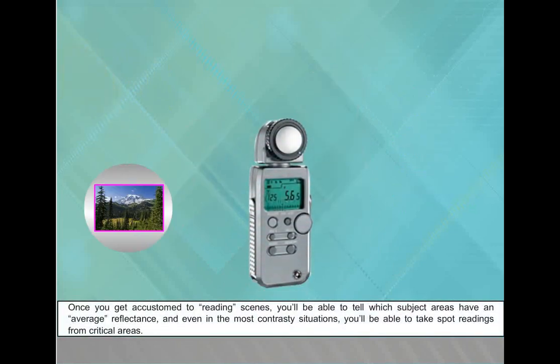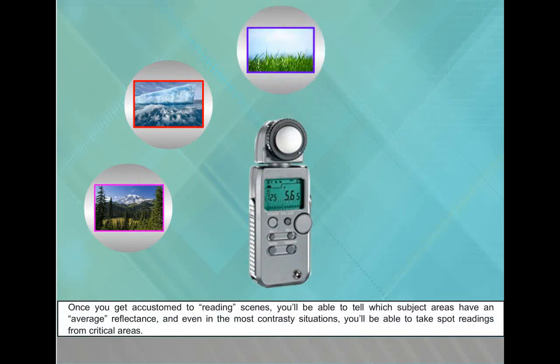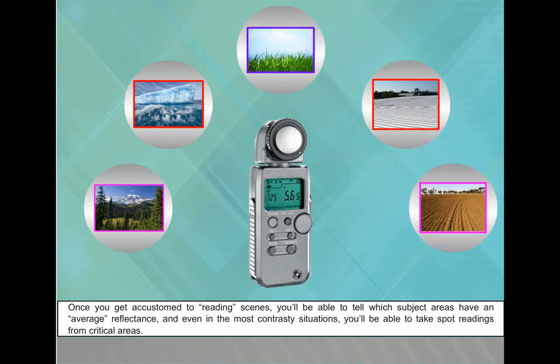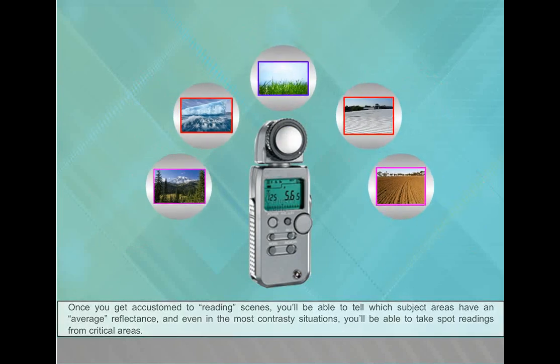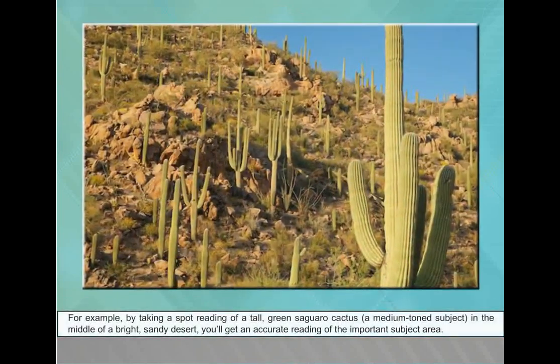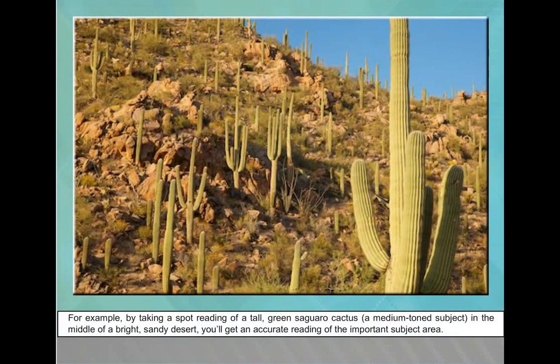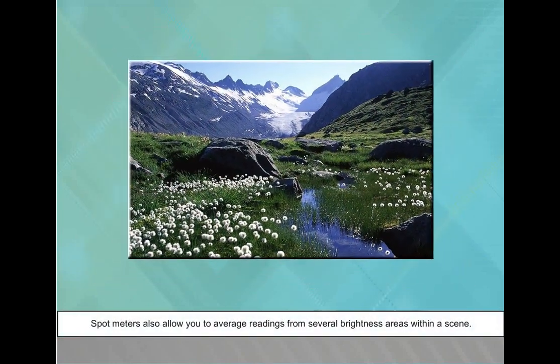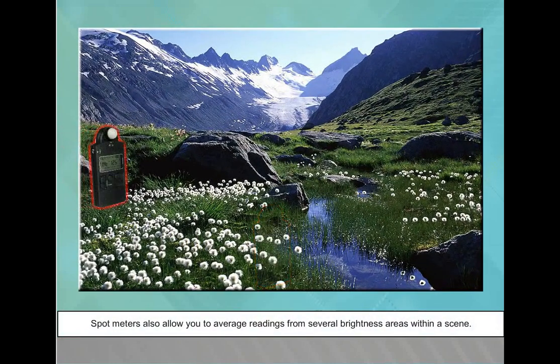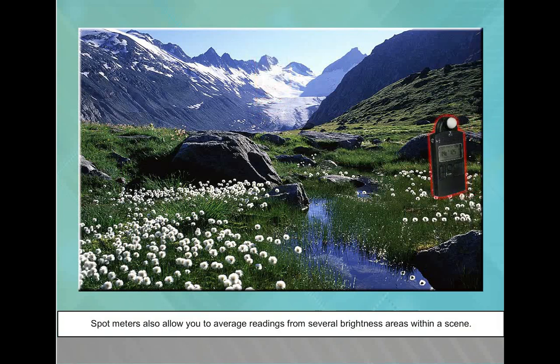Once you get accustomed to reading scenes, you will be able to tell which subject areas have an average reflectance, and even in the most contrasty situations, you will be able to take spot readings from critical areas. For example, by taking a spot reading of a tall green saguaro cactus, a medium-toned subject in the middle of a bright sandy desert, you will get an accurate reading of the important subject area. Spot meters also allow you to average readings from several brightness areas within a scene.